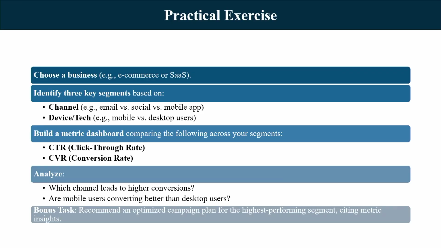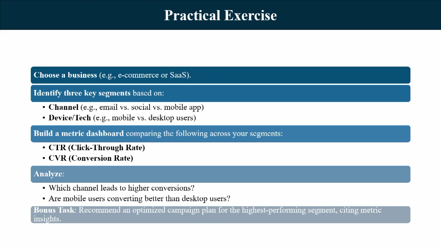Now, I will leave one exercise for all of you. You can simply choose a business, let us say an e-commerce business, and then identify 3 key segments based on channel: email versus social media versus mobile applications. You can also take into account the device or technology, whether it is a mobile user or desktop user, and if it is a mobile user, whether an Android or iOS user. Then build a metric dashboard comparing the following across your segments: one is the click through rate and another is the conversion rate.